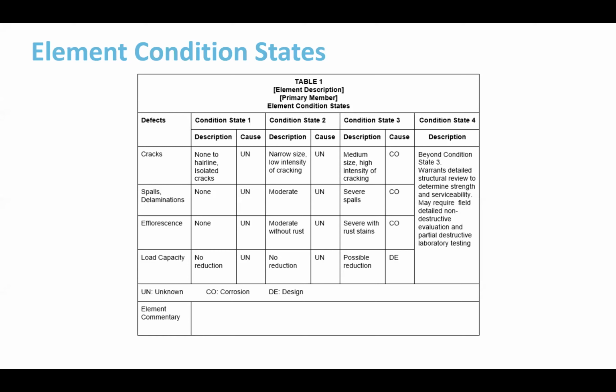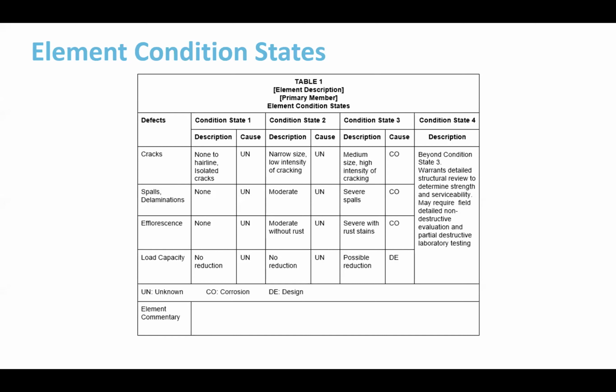Same thing can be done for spalls, efflorescence, and looking at the load capacity. I didn't mention this earlier with the bridges, but the letters denoted down at the bottom are for the cause. So if you think you know the cause of the cracking, you can document that during the inspection. So UN is unknown. I don't know the cause, so therefore UN.